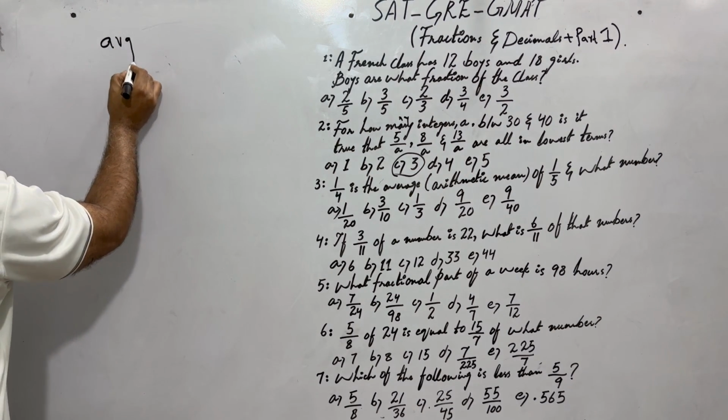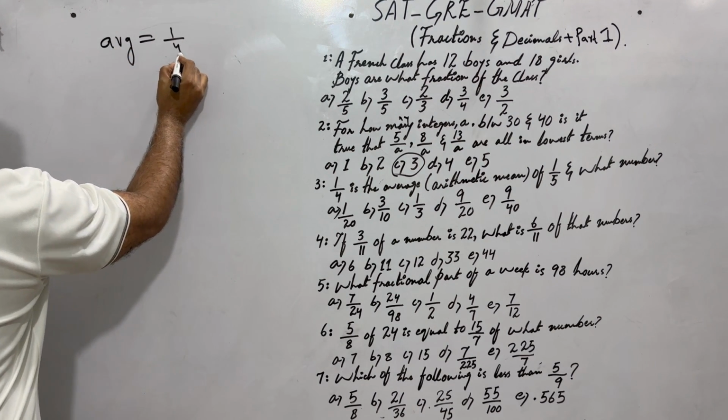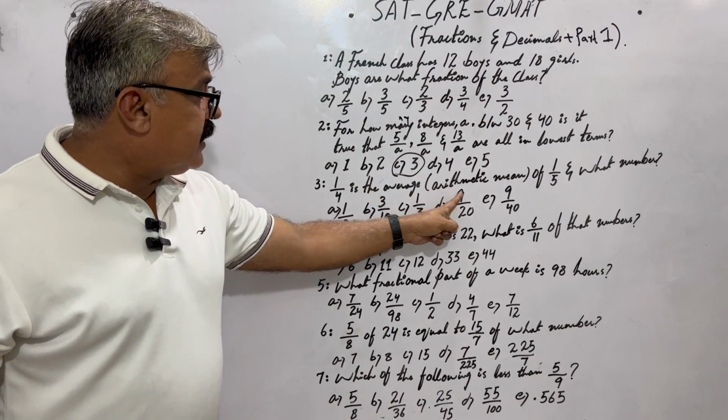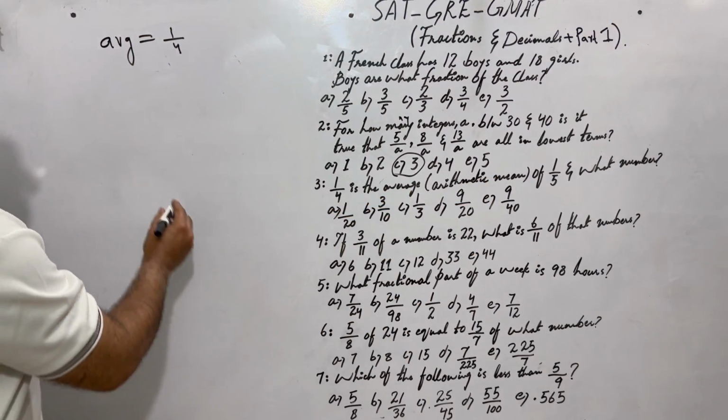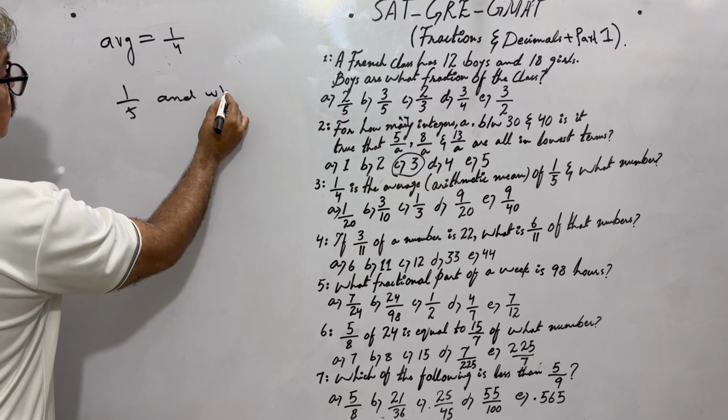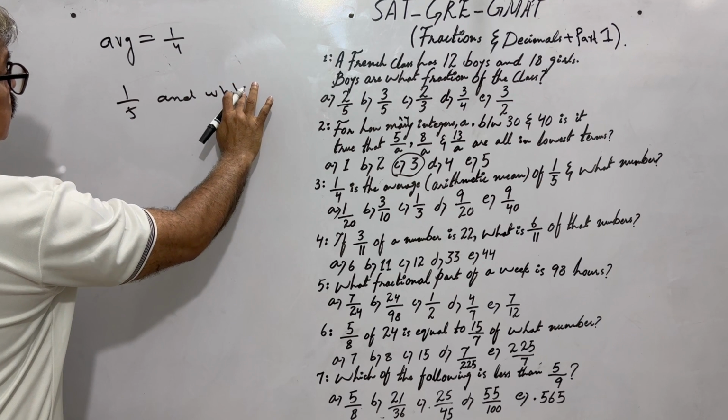The average is 1 over 4. 1 over 4 is the average or arithmetic mean of 1 over 5 and what number?